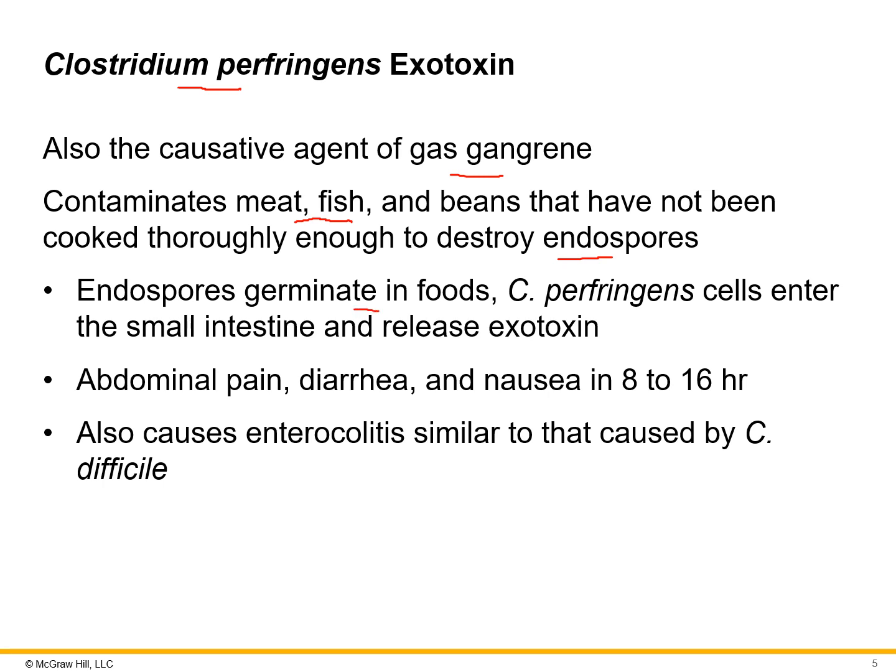So then those cells enter the small intestine and produce that exotoxin. Like with the others, we have the abdominal pain, diarrhea, and nausea lasting about 8 to 16 hours. And then this also causes enterocolitis that looks similar to Clostridium difficile.